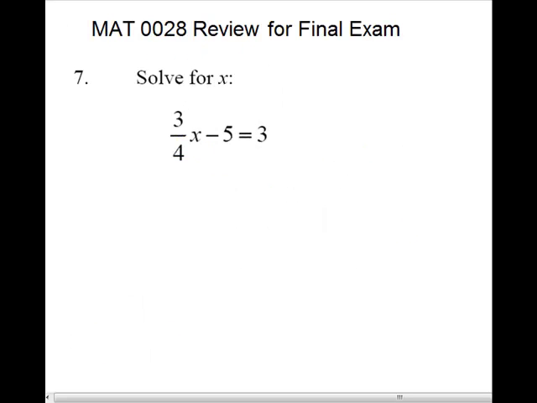Problem 7 is also an equation. We're going to solve for x. This equation has a fraction. Anytime we have that, we want to clear the fraction out. We do that by finding the common denominator. The only denominator we have in this problem is a 4. So that is going to be our common denominator. And what you're going to do is multiply by that 4 all the way across. So you're going to multiply every term on both sides by the 4.